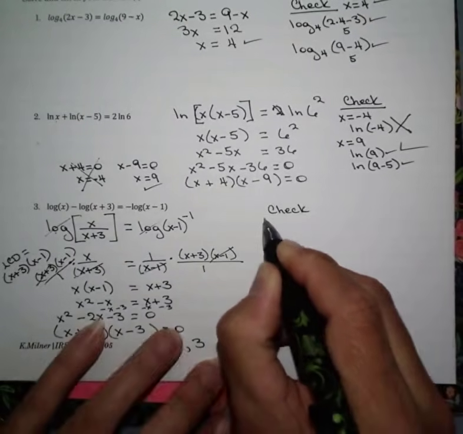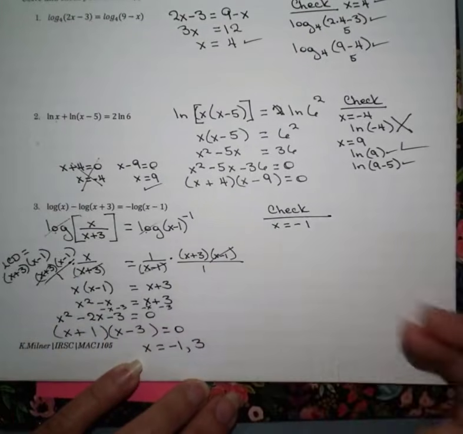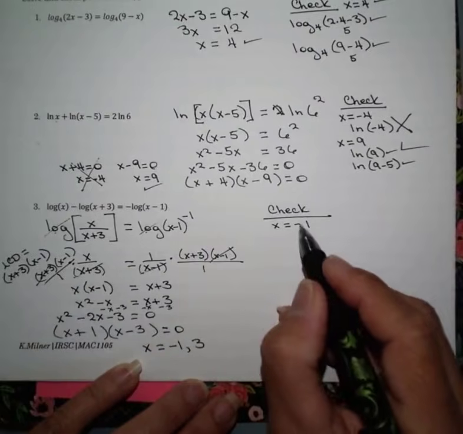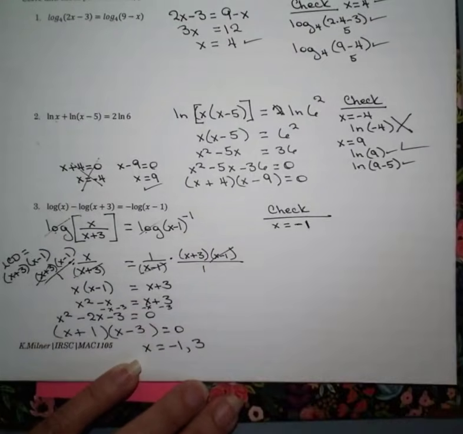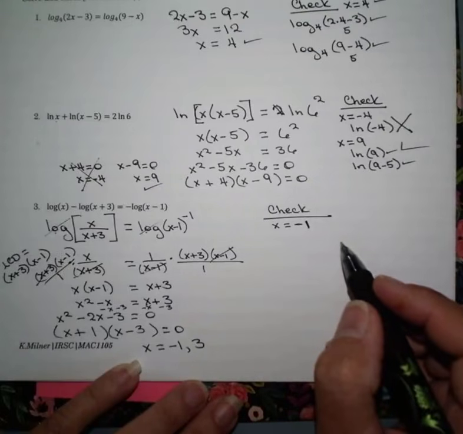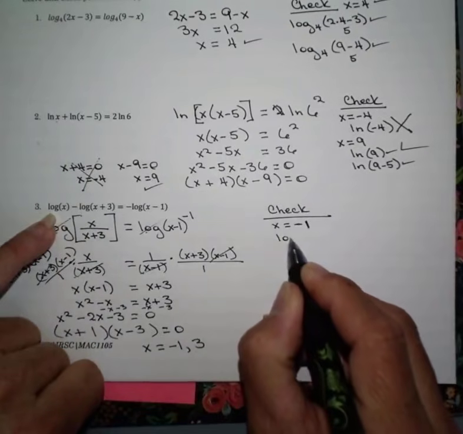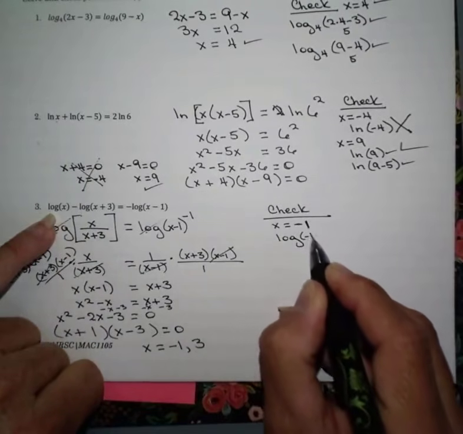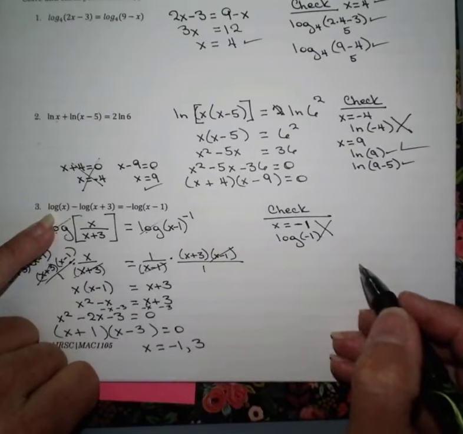So I'm going to say check, and the first one I'll check is x is equal to a negative 1. Now, x is a negative. That's okay. It's okay if the answer is a negative so long as it doesn't cause a negative log. But when I go over here and I look to see if it causes a negative log, the first thing I see is log of x. And I can't do that, right? So that one is out.